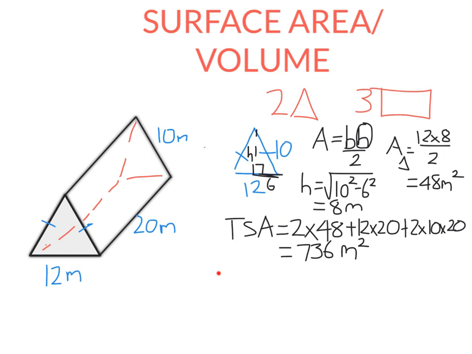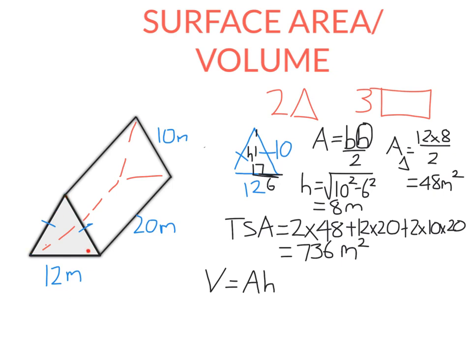So to find the volume of any prism is very simple. It's area of the base times the perpendicular height of the prism. So we mustn't get confused. Before we were talking about the perpendicular height of just the triangle, but when we're talking about volume, we're talking about the perpendicular height of the prism. The perpendicular height of the prism is the dimension that's at 90 degrees to the base.